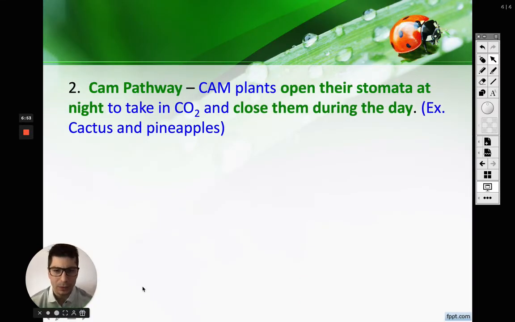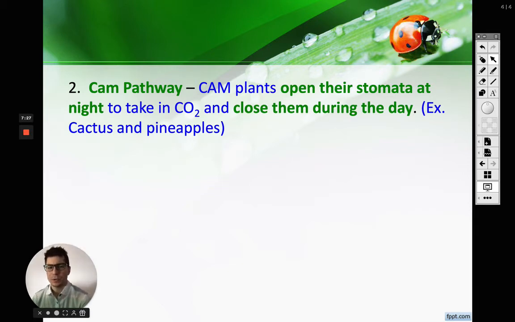All right, the other one is called the CAM pathway. And this is for plants that live in really, really hot areas. Examples: cactus, pineapples. What they're going to do is they are still going to go over the sequence with PS2, PS1, and then the Kelvin cycle. However, the issue here is that they cannot open their stomata during the day. So they're going to save the products of PS2 and PS1. They're going to save that ATP. They're going to save that NADPH.